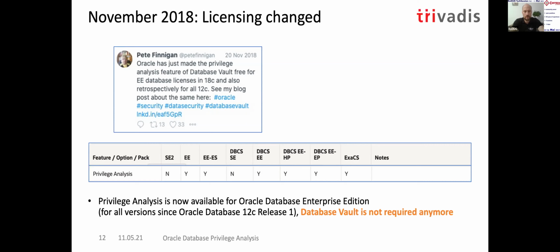Then even SE2 users can use privilege analysis. So it's free now, and it's available for almost everyone. And that was a reason for me to start a kind of promotion tour for this feature, because I think it's extremely important to keep your database secure and to grant only the privileges you really need for your application. Okay.